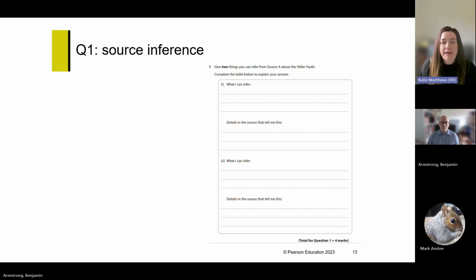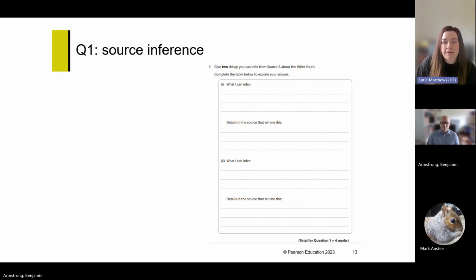So really helpfully, the exam board has given you a writing frame to help you structure your answer. They're asking you to make an inference. So what is an inference? Ultimately, it's what can you work out from the source? What can you conclude about the particular topic? And it's asking you to do this twice. So what can you infer? I can infer X, and then what detail from the source you are using to support that.